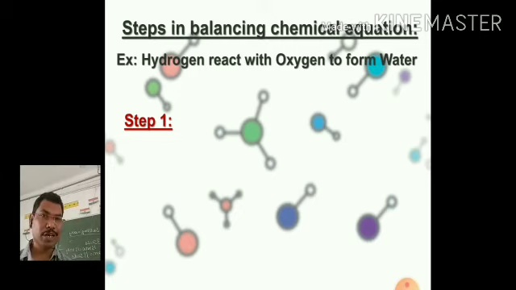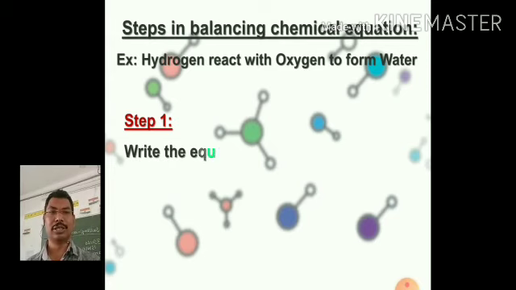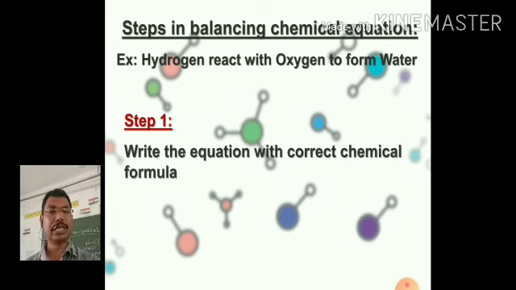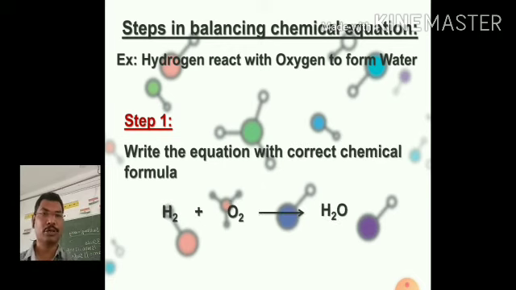For the formation of water, what do we need to know? We need to know the formula of H2, the formula of O2, and the formula of H2O, and they must be correct. So write the equation with correct chemical formulas: hydrogen is H2. Don't write hydrogen as a single H, it always exists as a dimer. Same with oxygen, O2, and water, everybody knows it is H2O, right? So this is step 1.